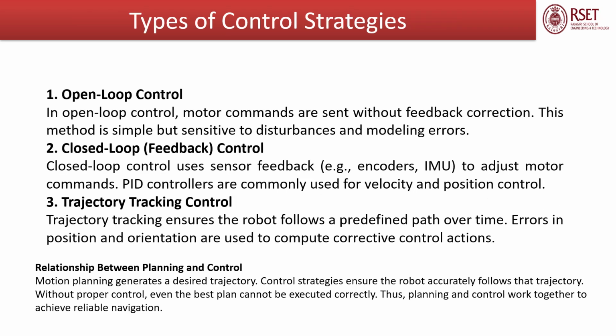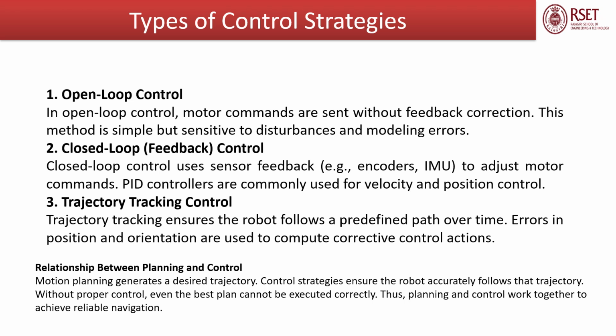Let us look at the three types of control strategies. Open loop control. Here, commands are sent without feedback correction. This is simple but unreliable. Any disturbances or modeling error leads to deviation. Closed loop or feedback control. Here, sensors such as encoders or IMUs provide feedback. The controller continuously adjusts motor input. PID controllers are commonly used for velocity and position control. This is the most common approach in mobile robots.